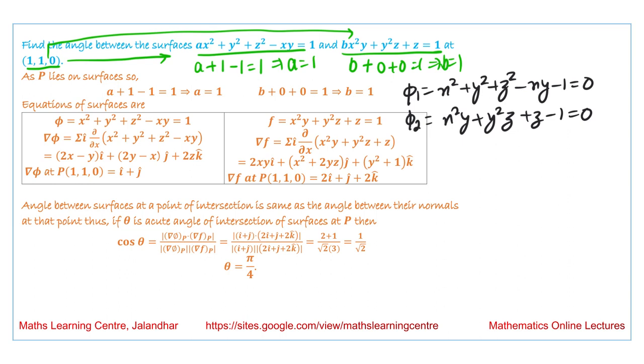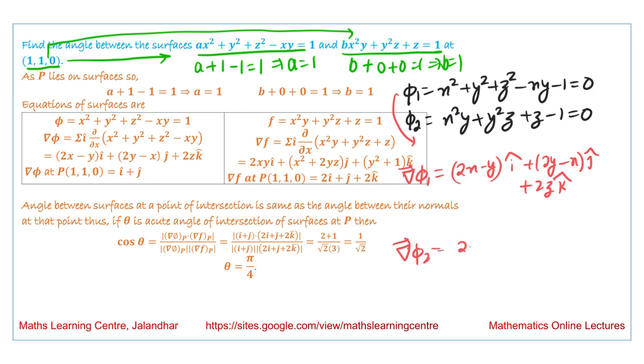Now if we calculate the values of gradient in both these cases, gradient of phi 1 will be equal to 2x minus y i cap plus 2y minus x j cap, and last we have 2z k cap. And the gradient of phi 2, if we calculate, is equal to 2xy i cap, plus x square plus 2yz j cap, and then y square plus 1 times k cap.